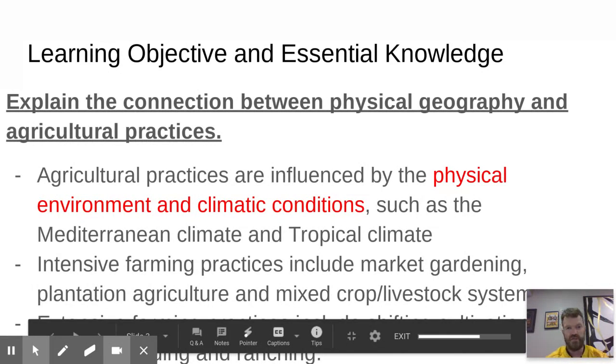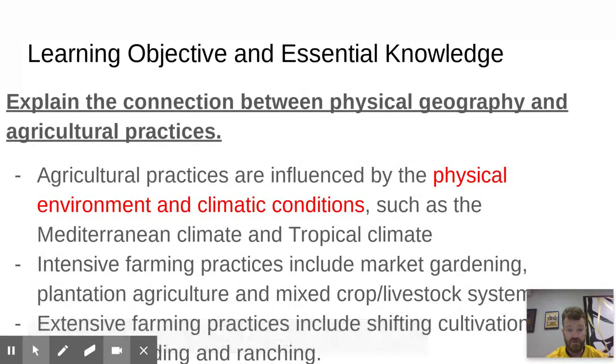agricultural practices. So that means why do they farm bananas in certain parts of the world, but they don't grow bananas here where we live? So agriculture practices are influenced by the physical environment and the climate. If you remember back, and I think it was in Unit 3 maybe on culture, we studied climate, and you guys did the maps. Right, so you're familiar with the climates a little bit: Mediterranean climate, tropical climate.